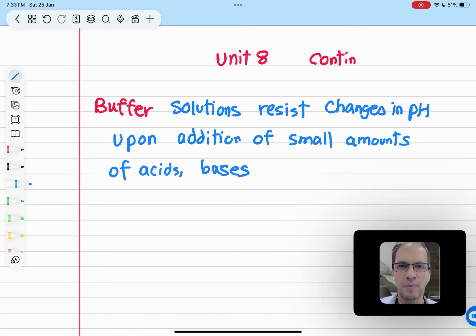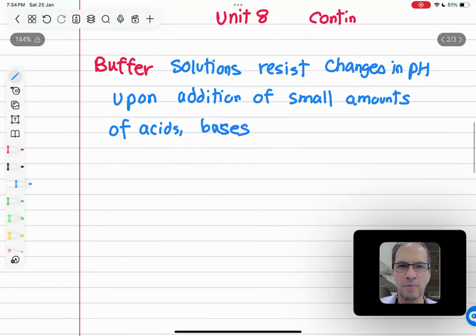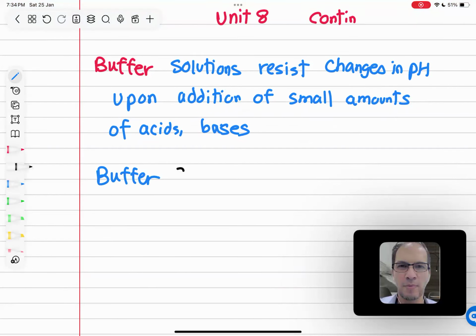So let's see sample question number 1, because sample question number 1 is asking about this definition. The definition of a buffer is a solution that resists changes in pH upon addition of small amounts of H+ or OH-. What is the content of the buffer? The buffer is made of one of two things.